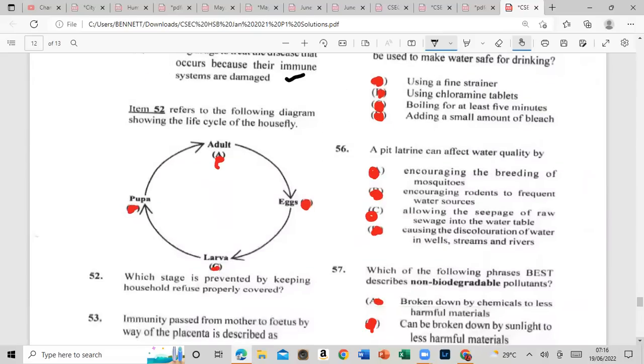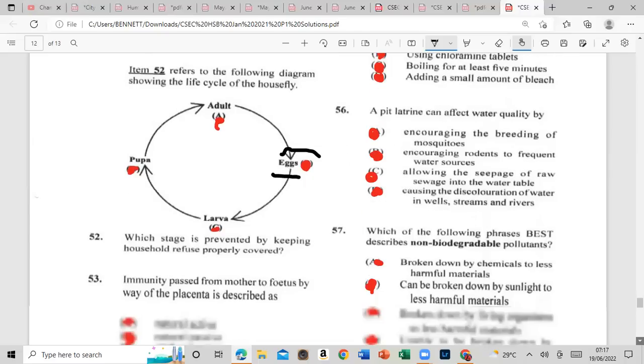52 refers to the following diagram showing the life cycle of a housefly. Which stage is prevented by keeping refuse properly covered? That is the egg. We've done that many times. So 52 is cleared, we're on to 53.